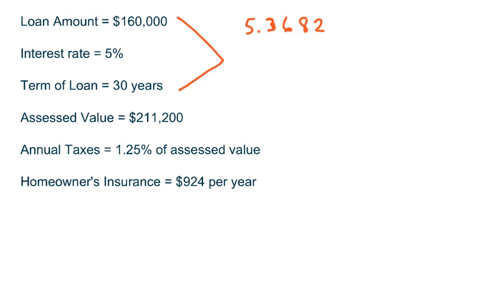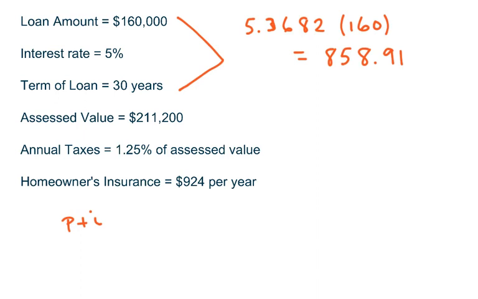Here we've borrowed $160,000, so we're going to multiply that by 160, and this will give us the amount that we're going to have to pay monthly for principal plus interest, and that's going to be $858.91. So for principal plus interest, we're going to pay $858.91 each month.